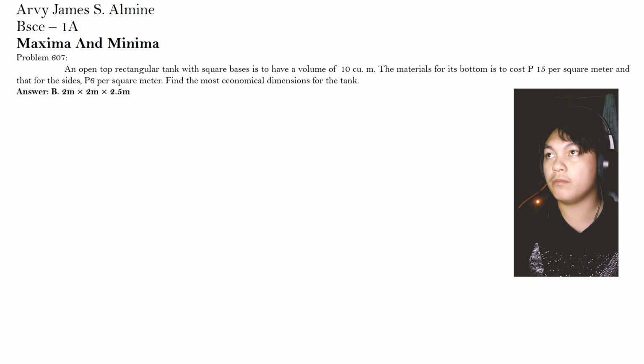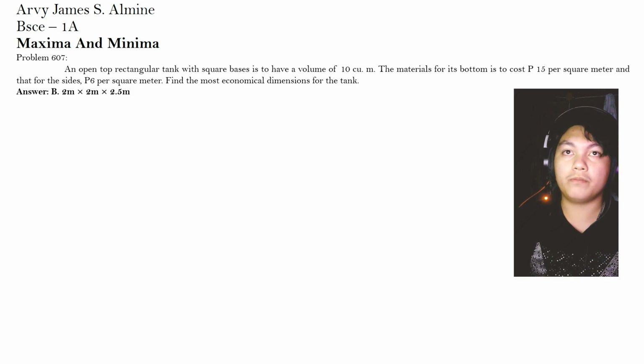Next one is the maxima and minima. We have problem 607. An open top rectangular tank with square base is to have a volume of 10 cubic meters. The material for its bottom is to cost 15 pesos per square meter, and that for the sides, 6 pesos per square meter. Find the most economical dimensions for the tank.